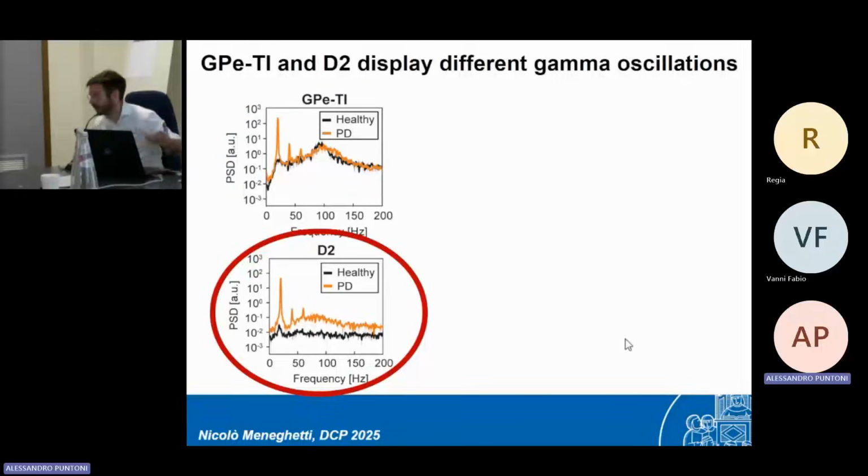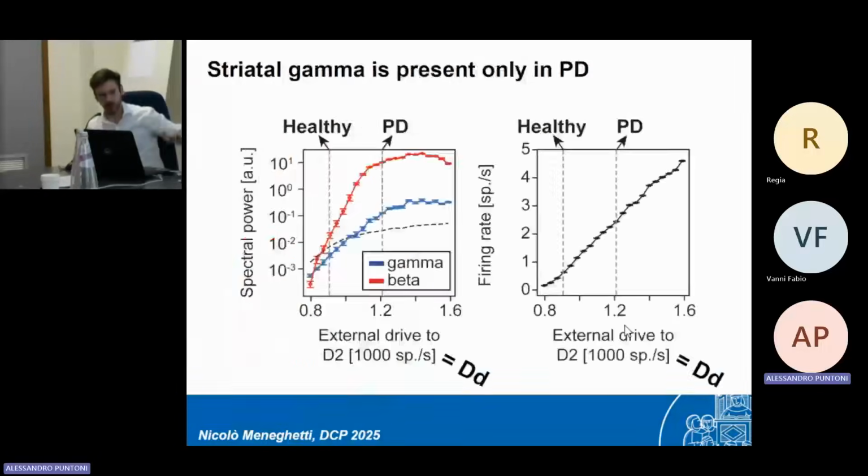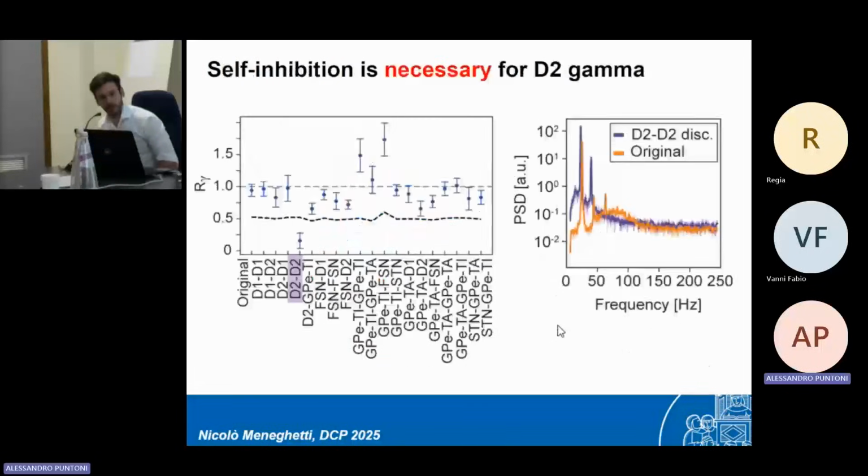Then we did basically the same for the other type of gamma oscillation that we saw in the other nucleus, the striatum. Now we're going to focus on the Parkinsonian condition, because in the healthy condition we did not see gamma oscillations. And so again, we're looking for the necessary condition. Unsurprisingly, we found that self-inhibition, this time within D2, is the synaptic connection necessary to reproduce gamma oscillation.